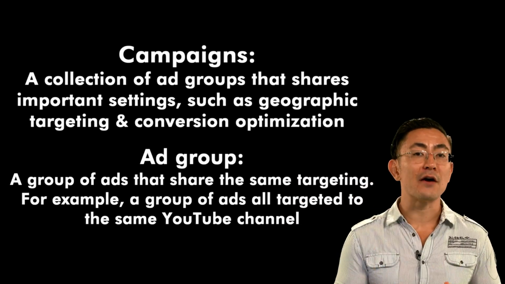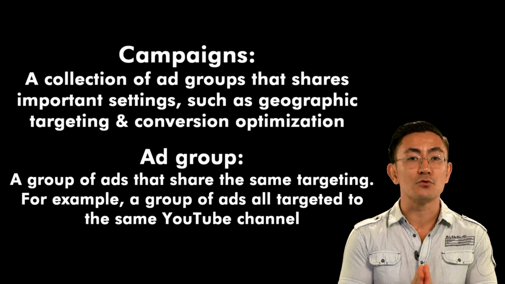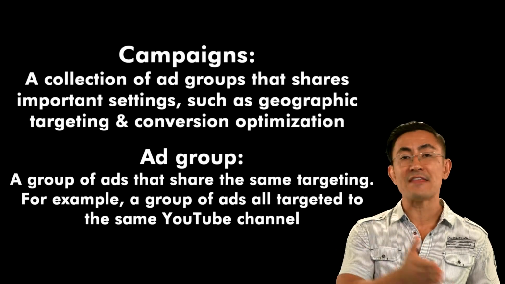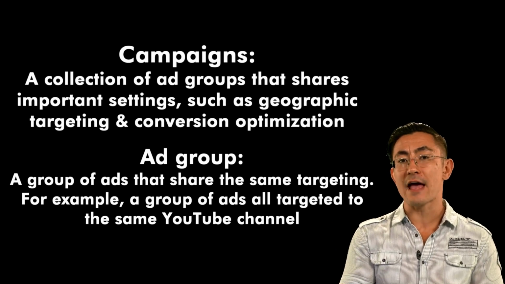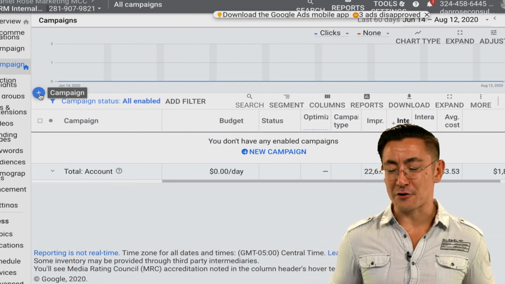An ad group, on the other hand, lies within the campaign. An ad group is essentially a group of ads that shares targeting. So basically, your ads go inside the ad group. A group of ad groups together is a campaign. All right, so now you got that, we're gonna make our first campaign.